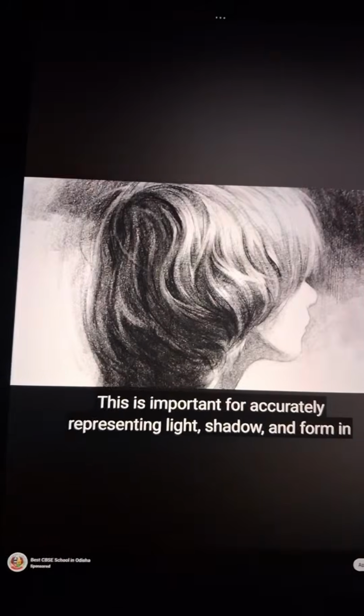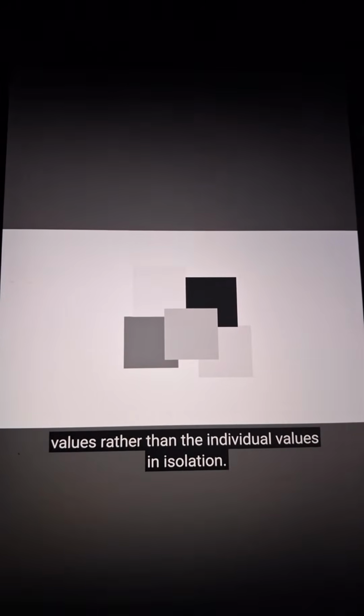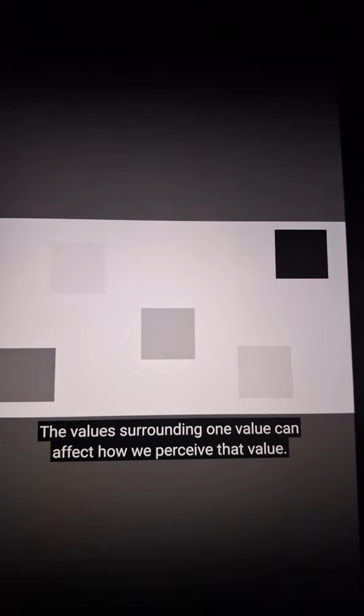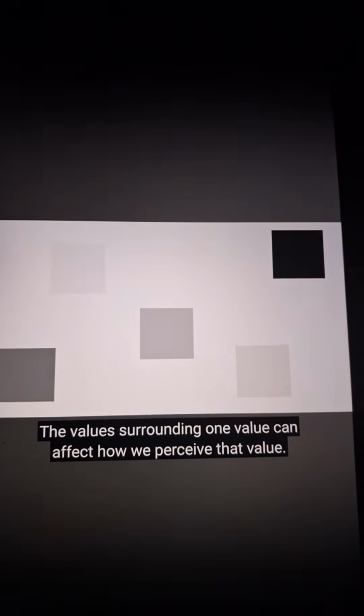representing light, shadow, and form in our drawings. Value relationships. When drawing, it's much more important to think about the relationships between values rather than the individual values in isolation. The values surrounding one value can affect how we perceive that value.